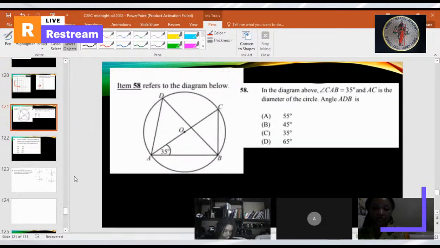All right, 58. Item 58 refers to the diagram below. In the diagram above, angle CAB is equal to 35 degrees, and AC is the diameter of the circle. Angle ADB is... So they want from A to D to B. So they want that angle. How do we work that?